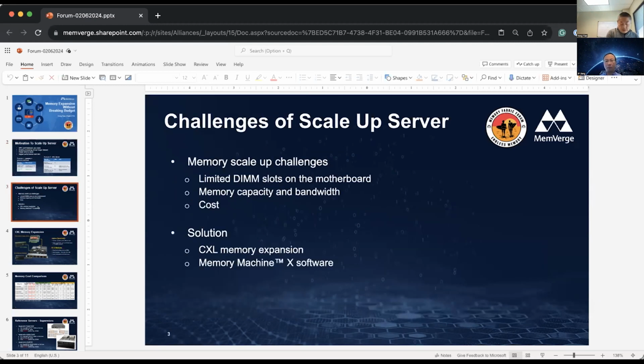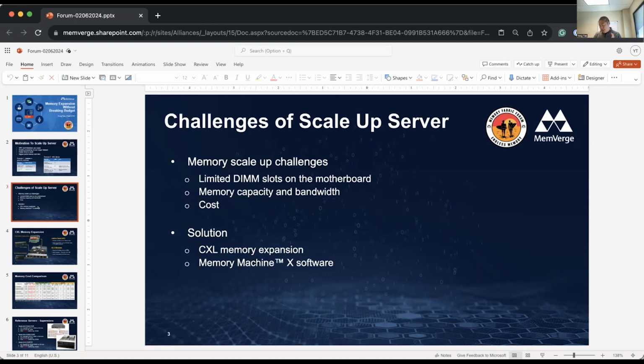And now, maybe I jumped the gun a little bit. Scaling up a server, particularly on the memory side, has challenges, and we can probably group them into a couple of categories. One is that there are limited DIMM slots on the motherboard. There are only so many memory modules that you can use.